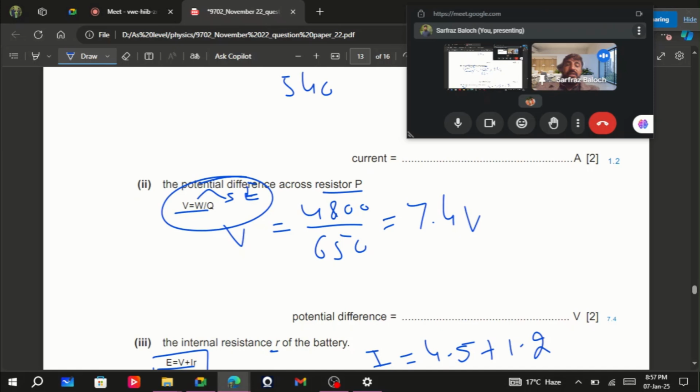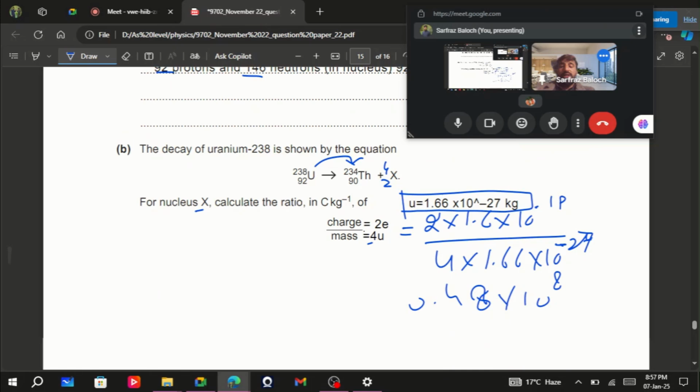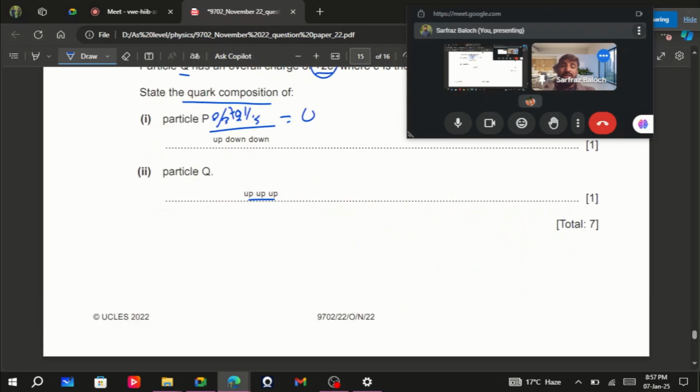Next is again about decay, mean proton number, nucleon number, etc. We have also discussed one thing. Here you should remember that 1 u is equal to 1.66 times 10 to the power minus 27 kg, the charge on one electron is equal to 1.6 times 10 raised to the power minus 19 coulomb, and similarly 1 electron volt is equal to 1.6 times 10 raised to the power minus 19 joule. Here again about the charge on particles, up, down, and flavor of the particles.